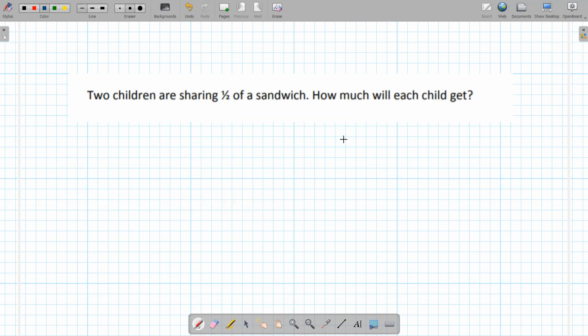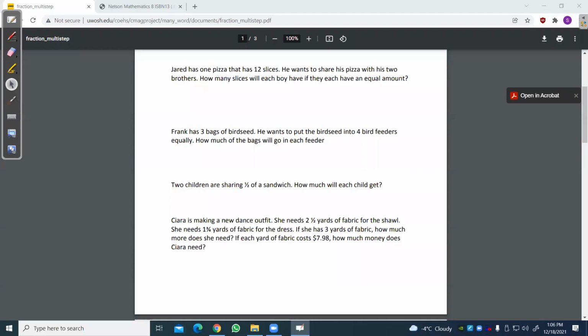Is it just a half divided by 2? Yes, it is. A half divided by 2. What does that equal? So how do we solve this? You would flip the second fraction over, so just 1/2 and then times it. Yes, and then you get a 1/4, right? So each child gets a quarter of a sandwich.